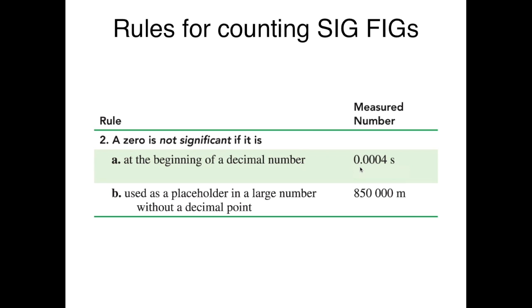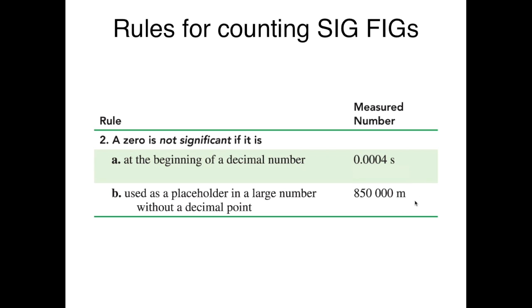So for example, in the number 0.0004 seconds, the only number that is significant is that 4. All these zeros are just placeholders. They are not significant. Okay. In the second case, a 0 is not significant if it is used as a placeholder in a large number without a decimal point. So again, if you have a number that is not a decimal, so it's a large number, the zeros in this case that are at the end, we call them trailing zeros, these zeros are insignificant. So in 850,000, only the 8 and the 5 are significant. All the zeros are insignificant.